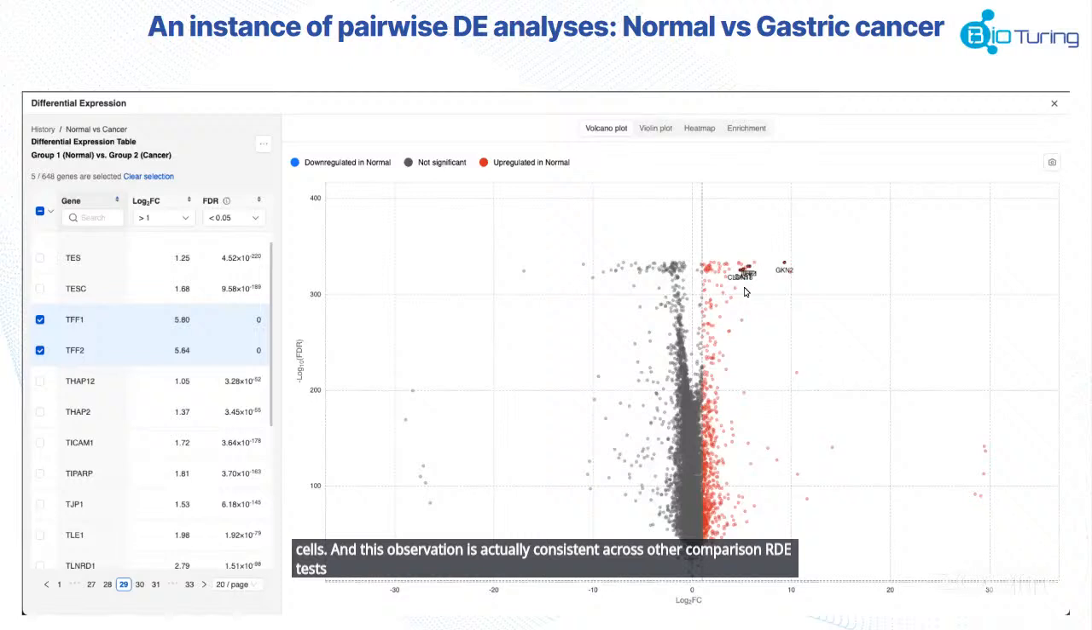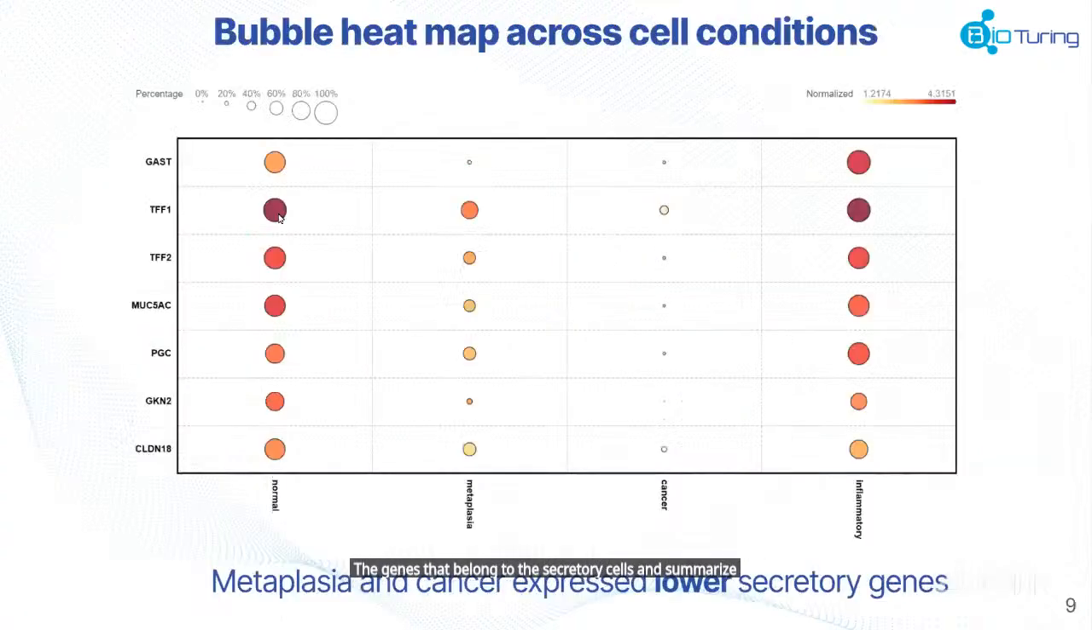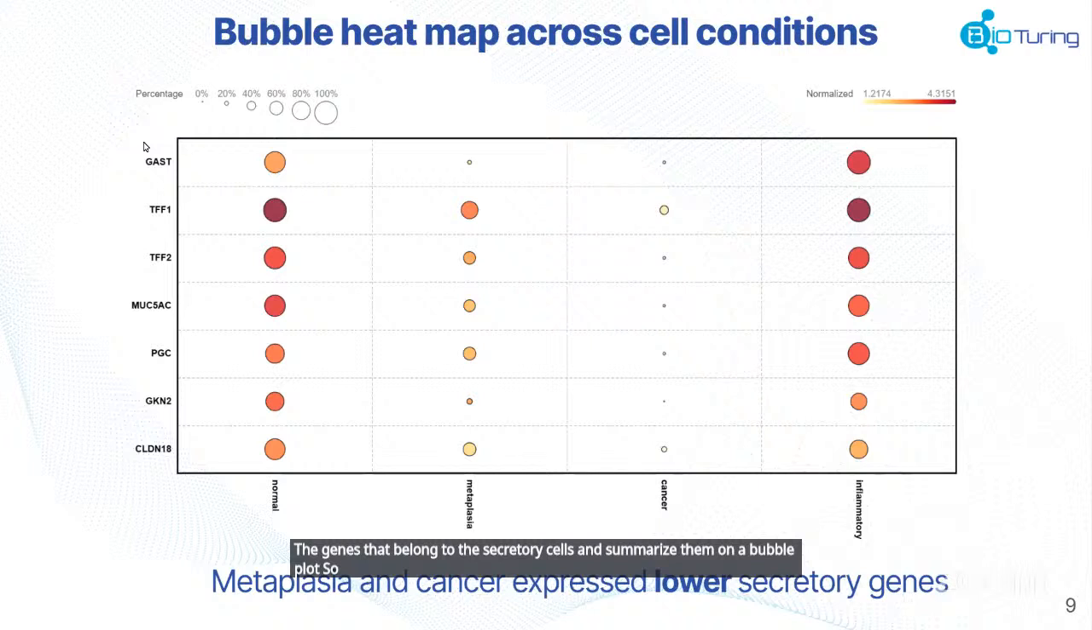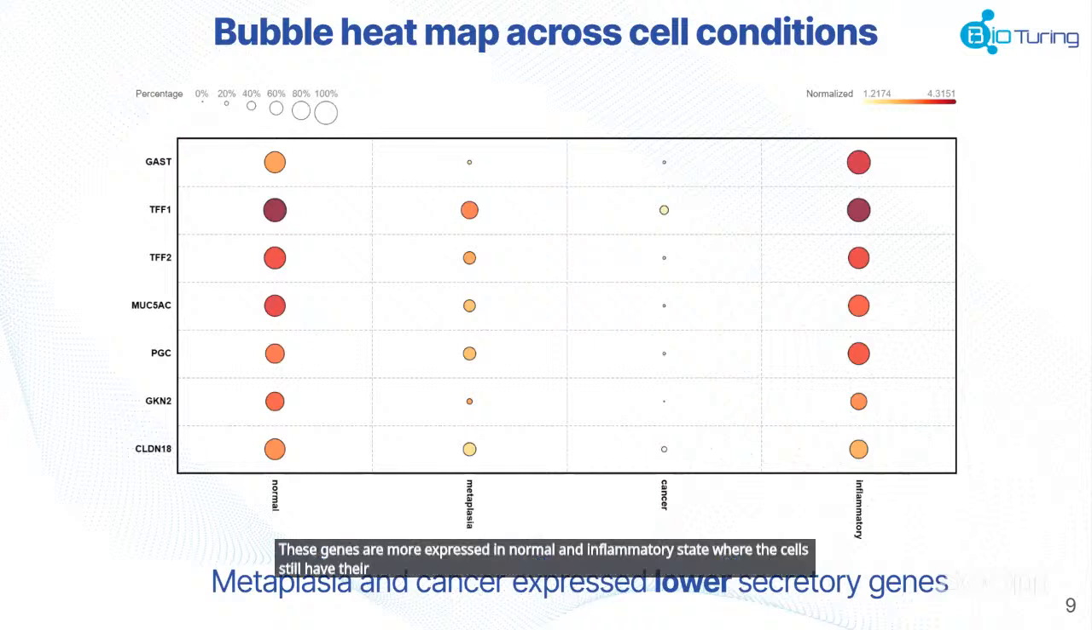So in summary, we have taken these genes out, the genes that belong to the secretory cells, and summarized them on a bubble plot. So you have the y-axis, which are the secretory genes that are statistically significant in our DE test. And we had different conditions such as normal and inflammatory, cancer, and metaplasia. So what we see is that these genes are more expressed in normal and inflammatory state where the cells still have their functions, whereas during metaplasia and cancer, these genes are downregulated.